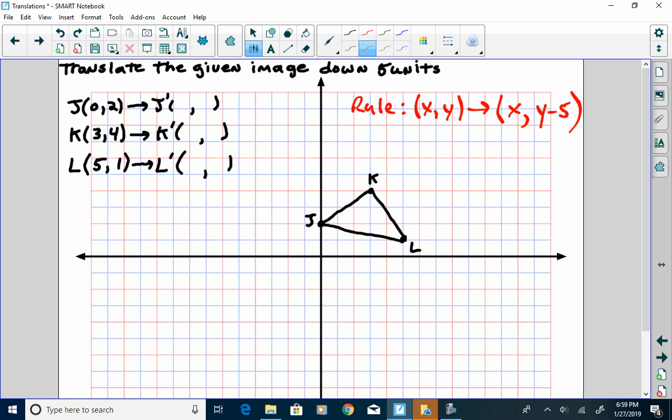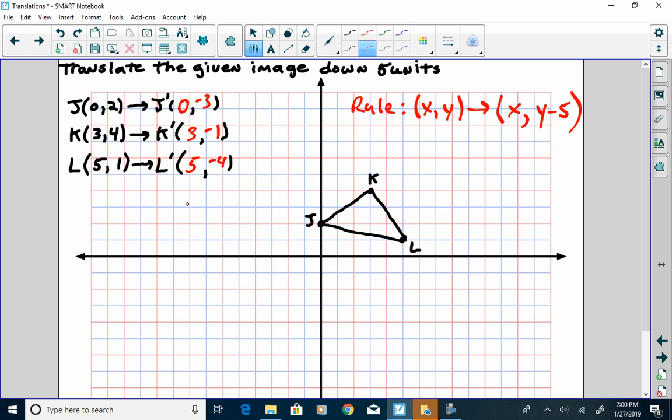So let's try to generate our image points using that rule. So the x values stay the same. So I'm going to have 0 for the x value because that doesn't change. If point K is located at 3 comma 4, the x value is 3. That doesn't change. Point L is located at 5 comma 1. X value doesn't change. So that's going to be 5. Now for the y value, we have to take away 5 from each one of these to find the image location. So if I'm at 2 and I take away 5, that's going to be negative 3. If I'm at 4 and take away 5, it's going to be negative 1. If I'm at 1 and take away 5, that's going to be negative 4. So now we have our image locations.